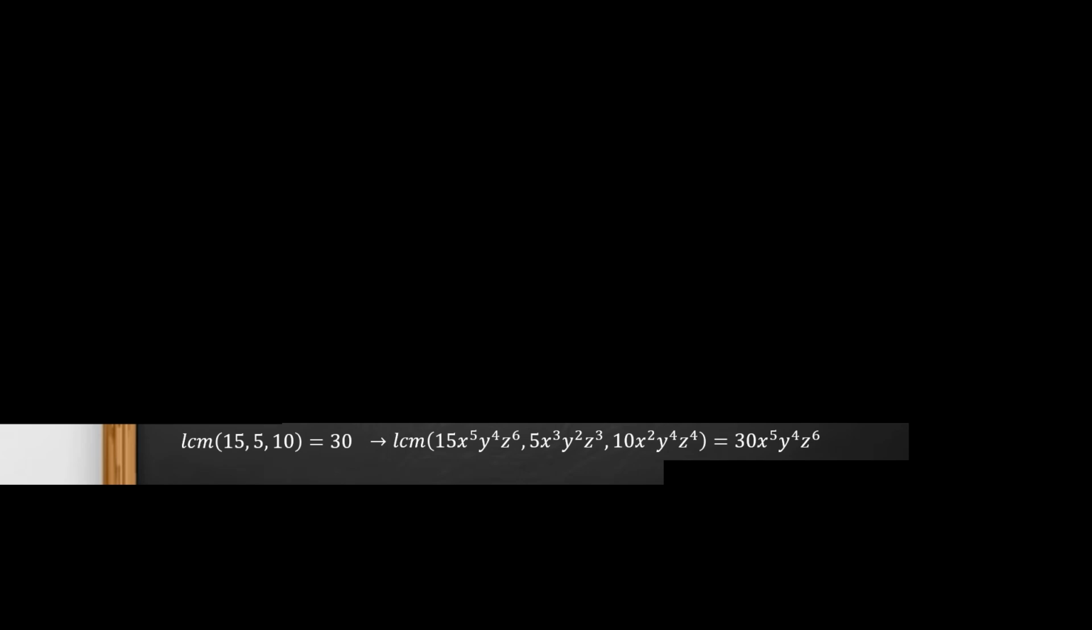If you do 30x cubed y fourth z to the 6th divided by 15x cubed y to the 3rd z to the 6th, then you will get a monomial, okay? So the main thing is that with GCF, if you divide the original monomial by the result of the GCF, you will get a monomial. With LCM, if you divide the LCM by the original monomial, you will get a monomial, okay? It's a slightly different operation, okay? But the thing is, you want in the end to get a monomial, okay?